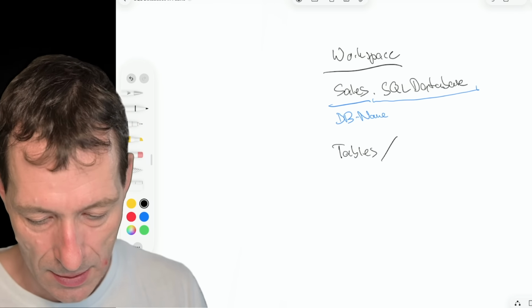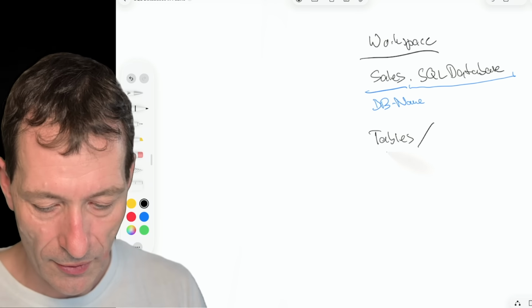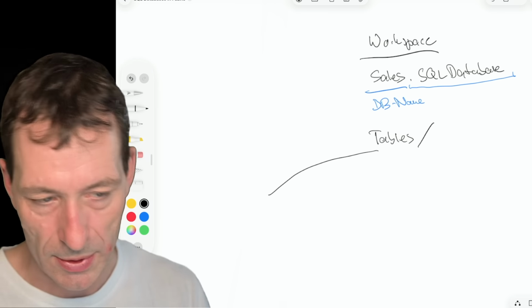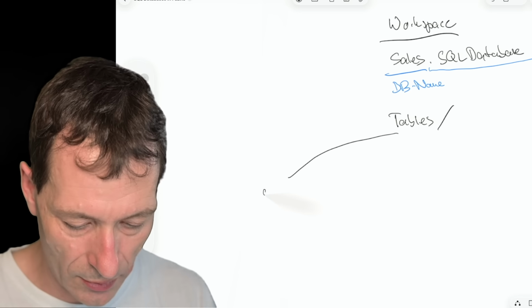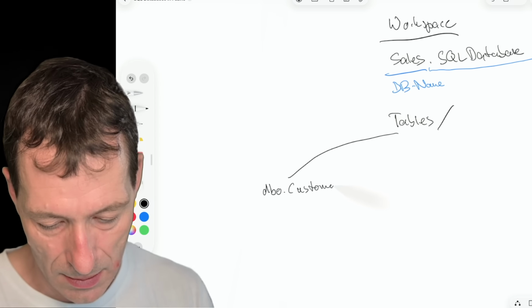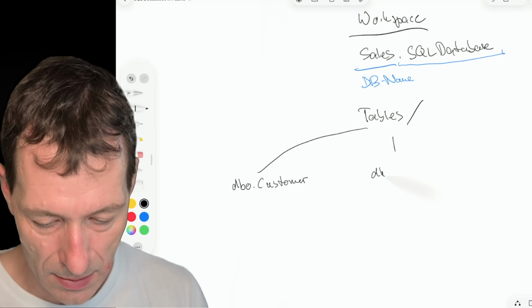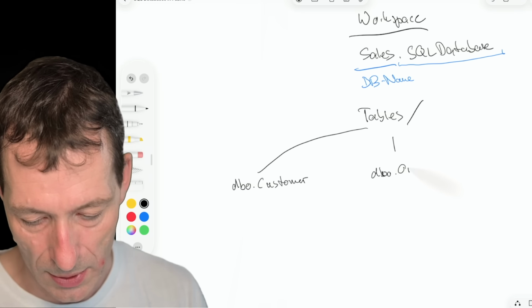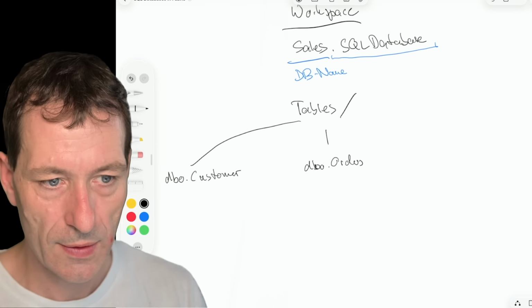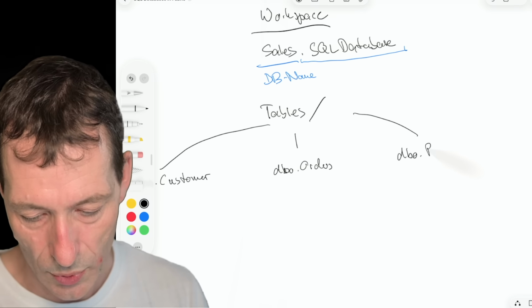Tables. And in this tables folder, you will find all tables, obviously. So let's say one table is dbo.customer, and the second one is, let's say, dbo.orders. And the third one, let's say, is dbo.products.